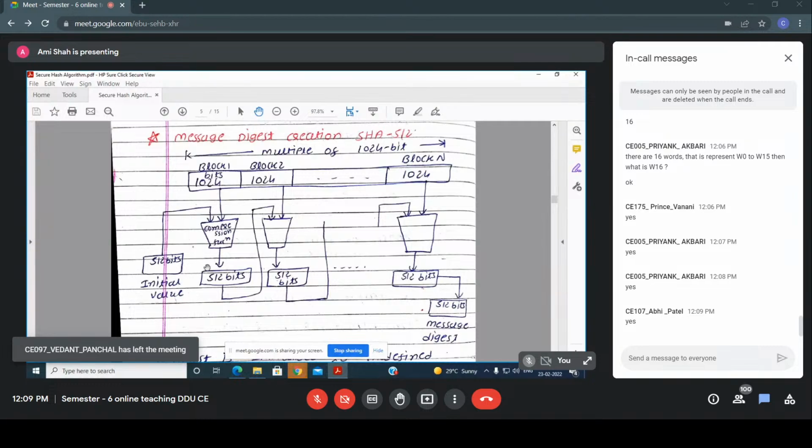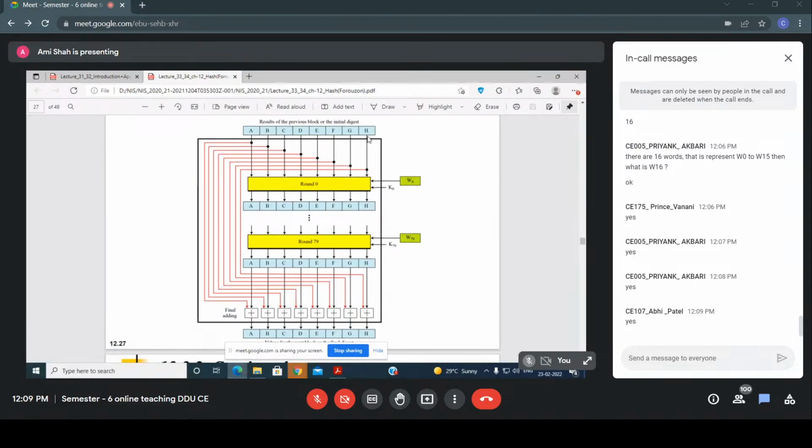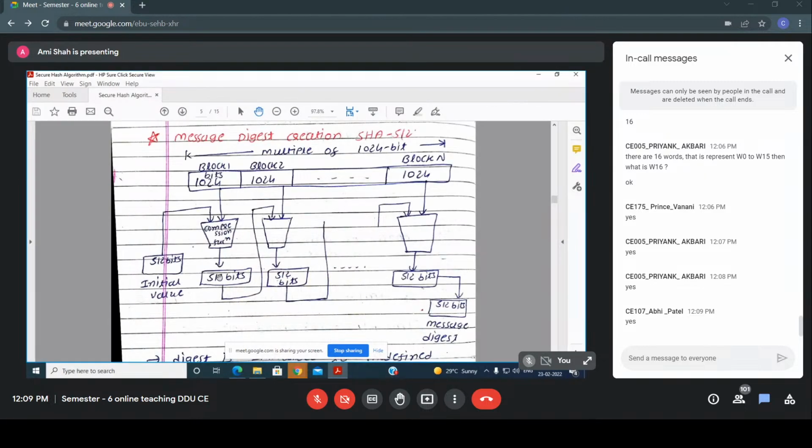So for that, what we have done, some initial value that we have taken, let's say the initial value is this. Then rounds 0 to 79 are performed. After round 79, whatever I am getting, addition modulo 64 is done. And whatever the final digest I am getting, that is my first intermediate digest, right? All of you know that.